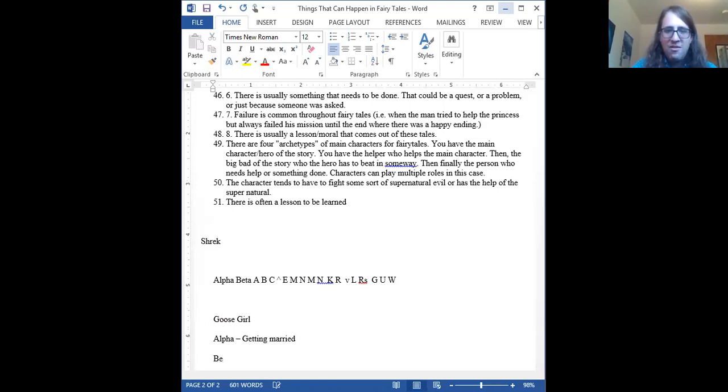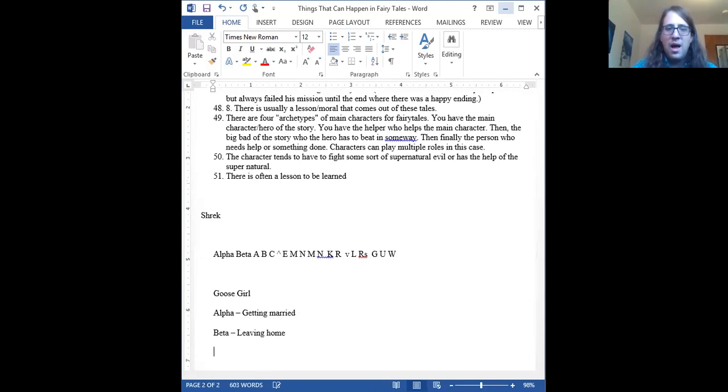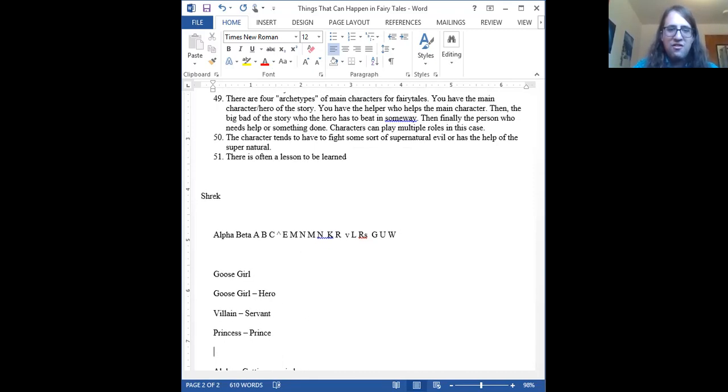The absentation is leaving home. Counteraction, not really clear. Actually, really we should say who the hero is. So I think we should decide the cast of characters first. So the Goose Girl is the hero. The villain is, of course, the servant. Then you've got the prince, who is basically the princess, functionally here.